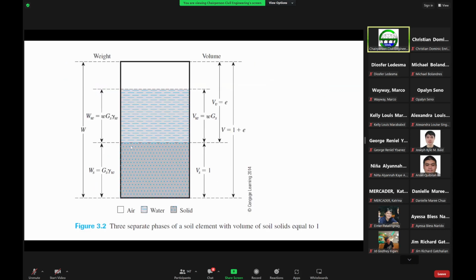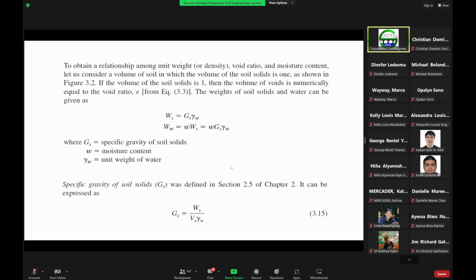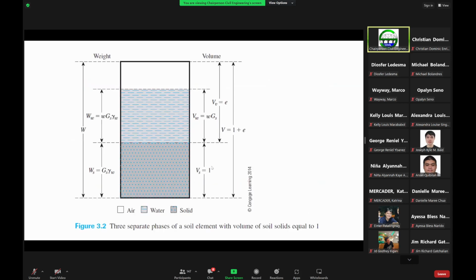That's why in this diagram, you are having these equations here. And that's with the assumption that the volume of the soil solids is equal to 1.